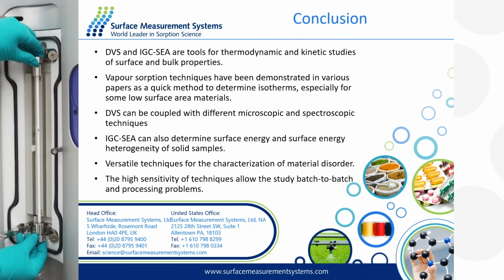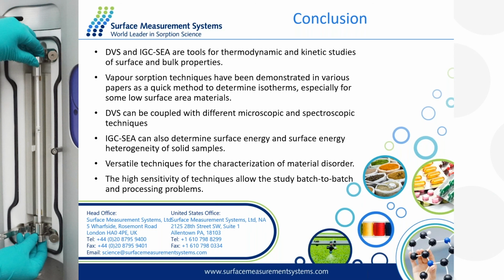Another question is, how much sample should we use for the DVS and IGC measurements? For DVS, it's a very sensitive technique, so we usually use less than around 10 milligrams of sample to get a faster equilibrium. But we also have different balance configurations that allow us to put more sample in for the measurement, like several grams.